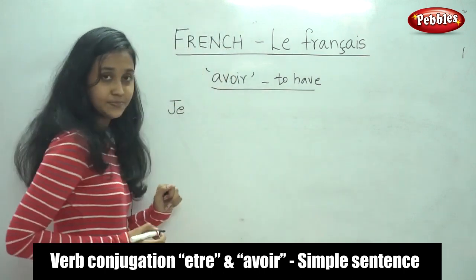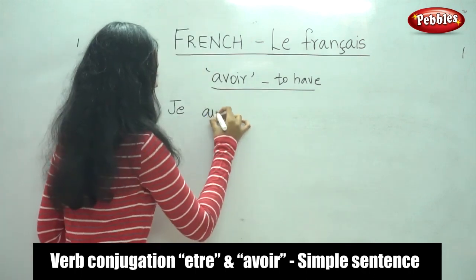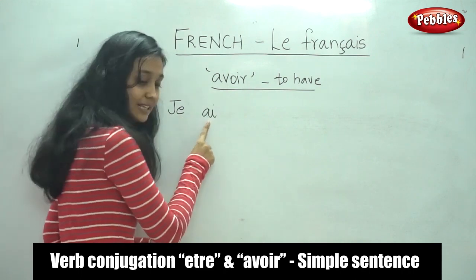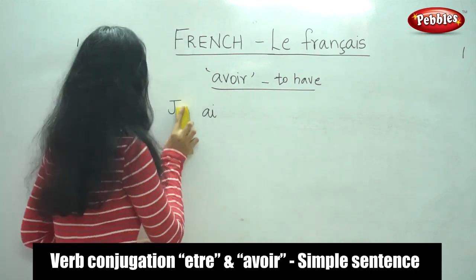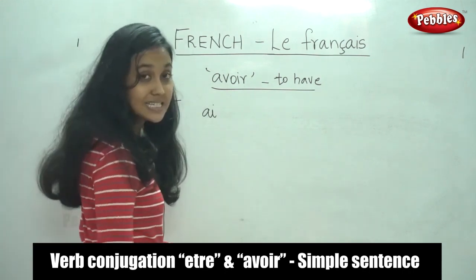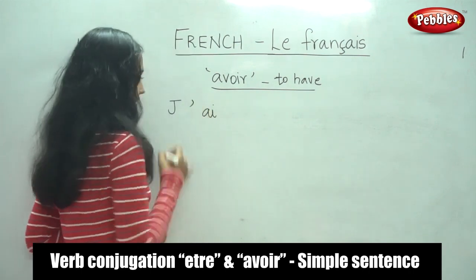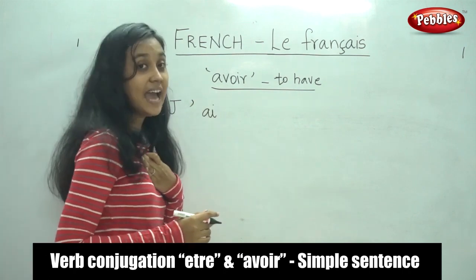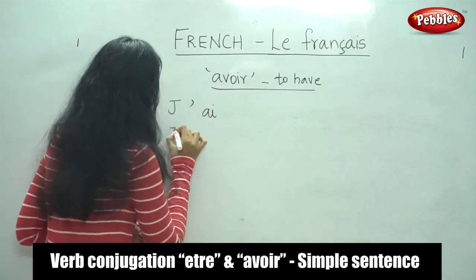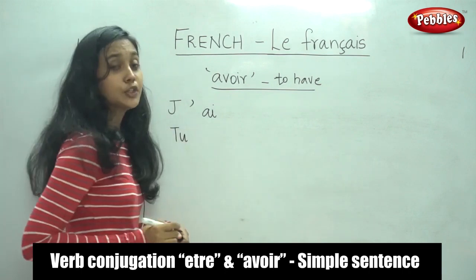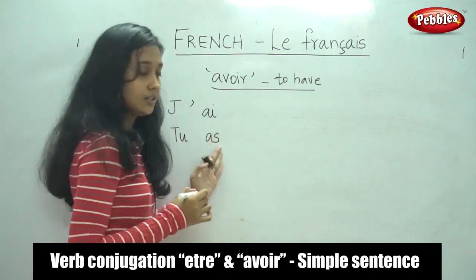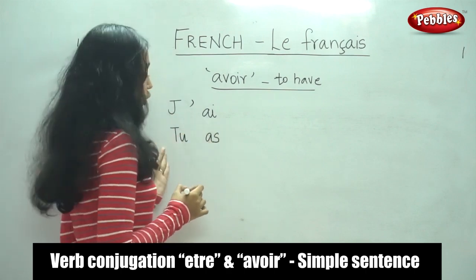For je, it is ai. But I think you would have noticed there is a vowel clash here. So we remove e and replace it with an apostrophe. J'ai means I have. For tu, it is tu as.